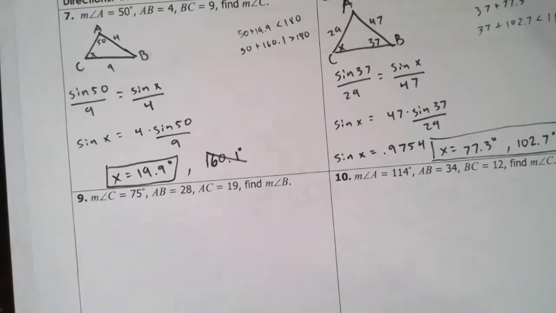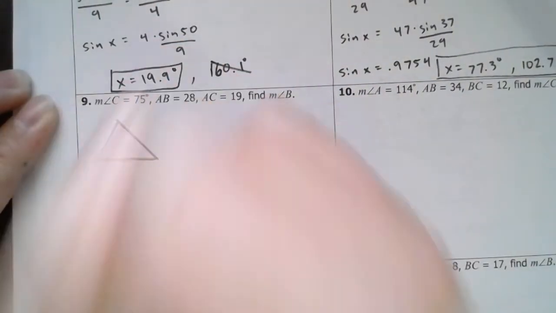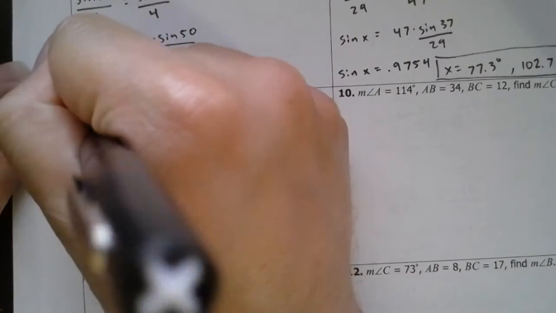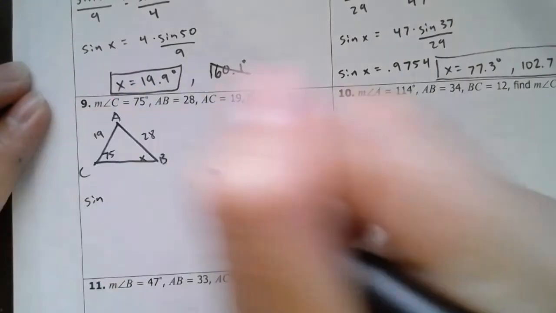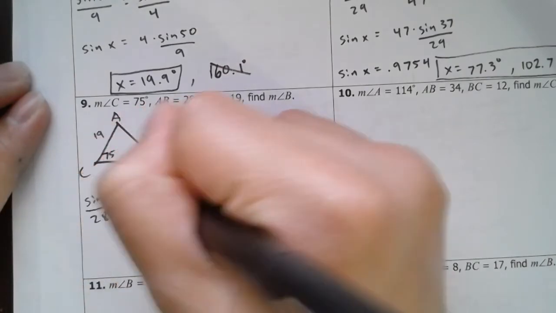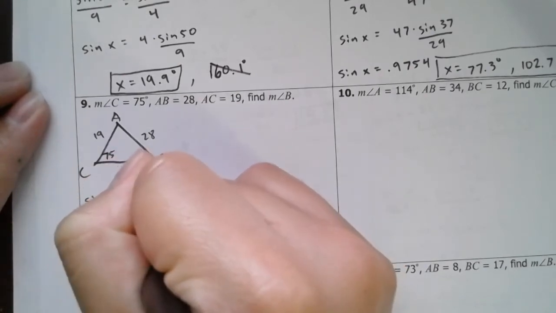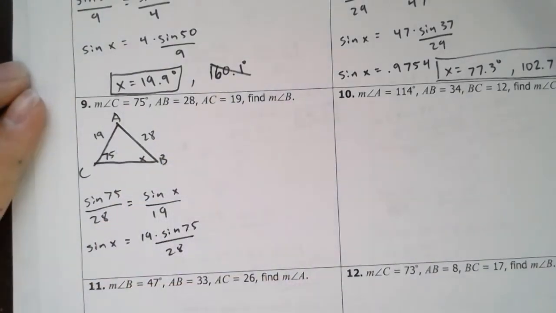Number 9, let's see. Draw out this guy. Got ABC. Measure of angle C is 75. AB is 28. AC is 19. And it says find measure of angle B. So sine of 75 over 28 is equal to sine of x over 19. So sine of x is equal to 19 times sine of 75 over 28, right? I multiply both sides by 19 to get this.